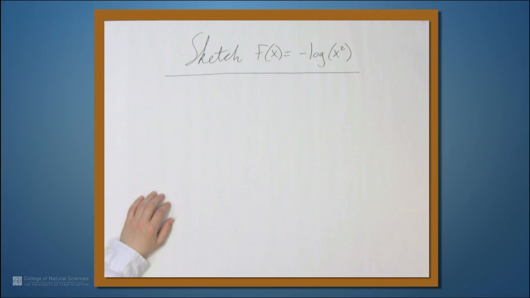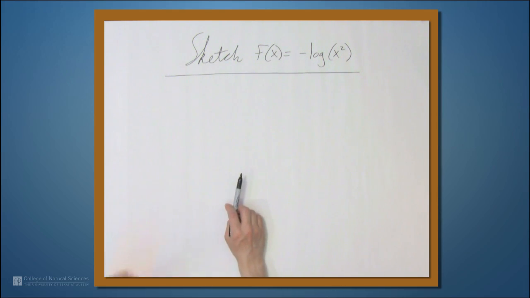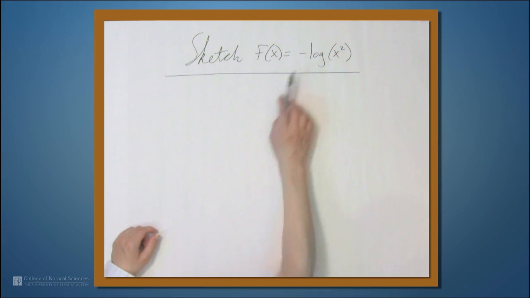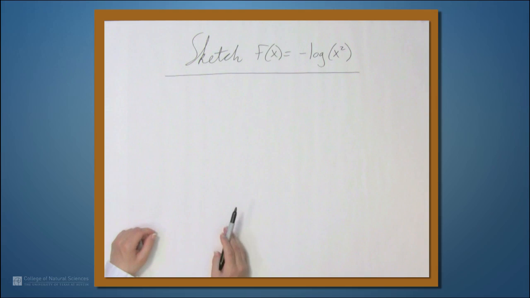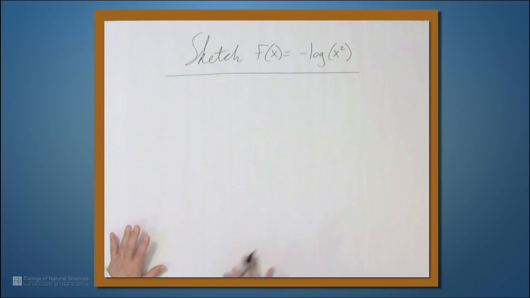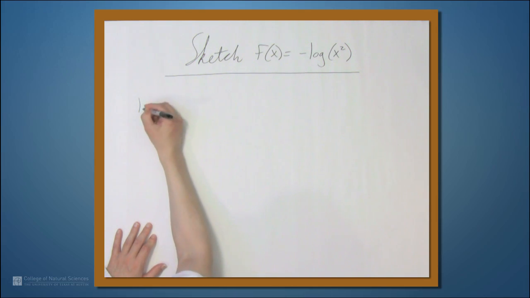So we're here at the example table, and in this video we're going to sketch the graph of the function negative log of x squared. Just to remind you, when there's no explicit base here, it's log base 10. So we're working log base 10. Let's start with something simple. Let's forget about the negative, let's forget about the square, let's just graph log of x.